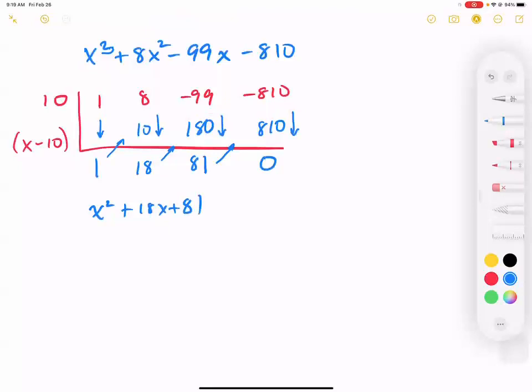Now, we went from x cubed to x squared, and when we get to x squared, we should be able to factor this by hand. Now, can we factor this by hand? Two numbers that multiply to become 81, but still add up to become 18. And that would be 9 and 9. Hopefully you guys can catch that. x plus 9 and x plus 9. So what are the factors of this whole expression? The factors are going to be x minus 10, that was the first one that we took out, and then x plus 9 and x plus 9. These are the factors.